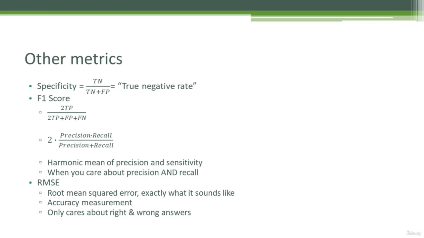Also, RMSE is often used as a metric. It's just a straight-up measure of accuracy, and it's exactly what it sounds like, the root mean squared error. So you just add up all of the squared errors of each prediction from its actual true value and take the square root of it. That's it. So it only cares about right and wrong answers. It doesn't get into the nuances of precision and recall. So if all you care about is accuracy, RMSE is a common metric used for that.